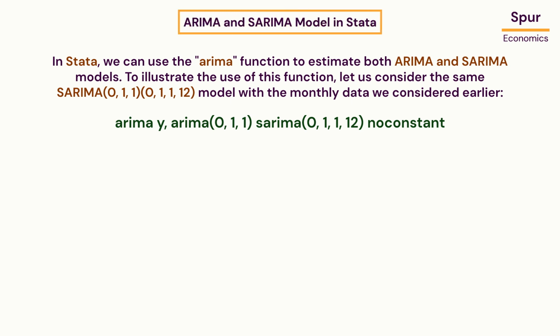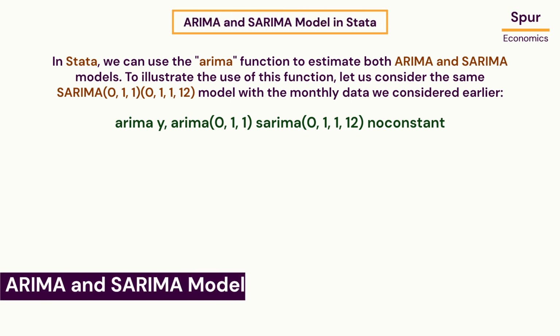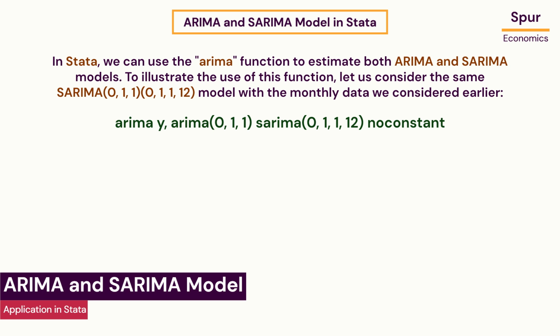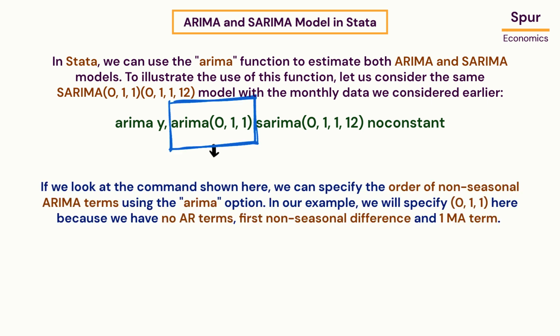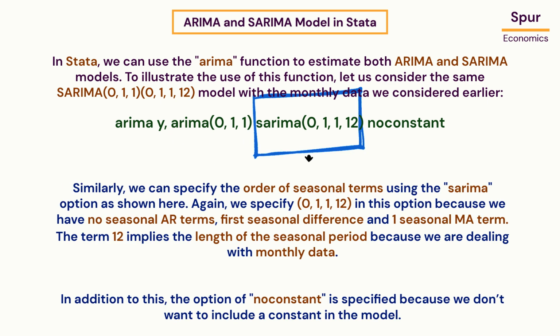In Stata, we can use the arima function to estimate both ARIMA and SARIMA models. To illustrate the use of this function, let us consider the same SARIMA 0, 1, 1 by 0, 1, 1 model with the monthly data we considered earlier. If we look at the command shown here, we can specify the order of non-seasonal ARIMA terms using the arima option. In our example, we will specify 0, 1, 1 here because we have no AR terms, first non-seasonal difference, and one MA term. Similarly, we can specify the order of seasonal terms using the sarima option as shown here.